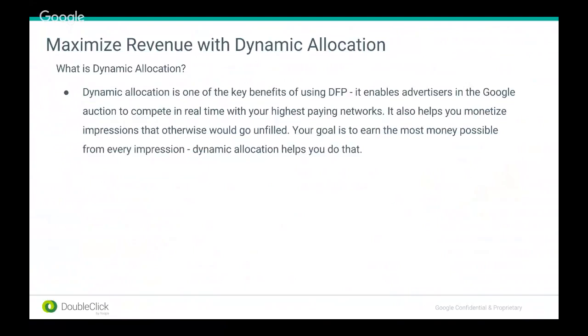So just to reiterate, with dynamic allocation, when DFP receives impressions, it can turn to AdSense to help fill them. So when certain impressions are considered particularly valuable to AdSense buyers, DFP can take advantage of this demand while still respecting orders which were sold directly. This therefore maximizes value to advertisers and revenue to publishers.